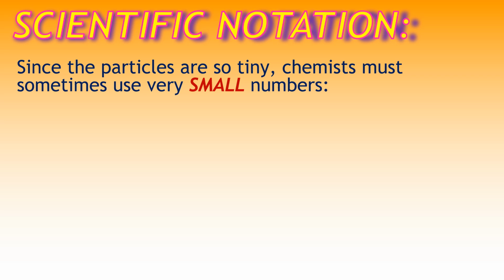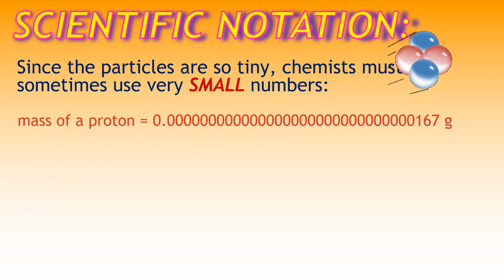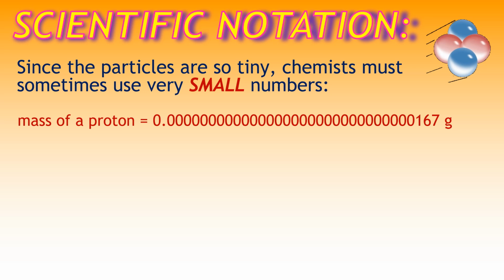The use of significant figures becomes even more important when we're talking about ridiculously large and ridiculously small numbers. Since particles are so tiny, chemists and other scientists must sometimes use very small numbers. For example, this is the mass of a proton. It's a zero, a decimal point, followed by 30 more zeros before we get to any significant digits. There's only 3 significant digits here, 1, 6, and 7, preceded by 31 zeros. What a pain in the neck that is.